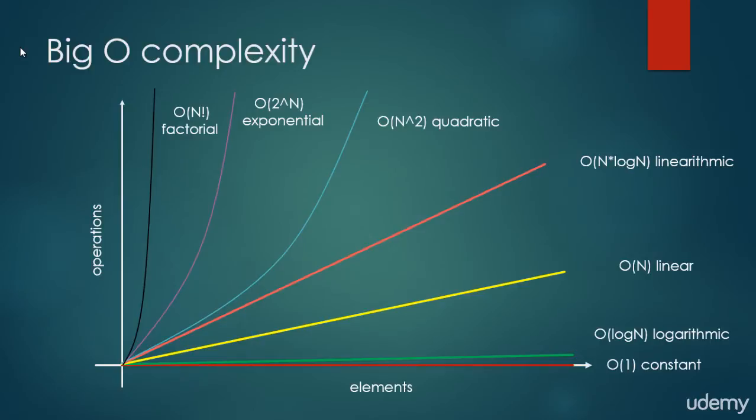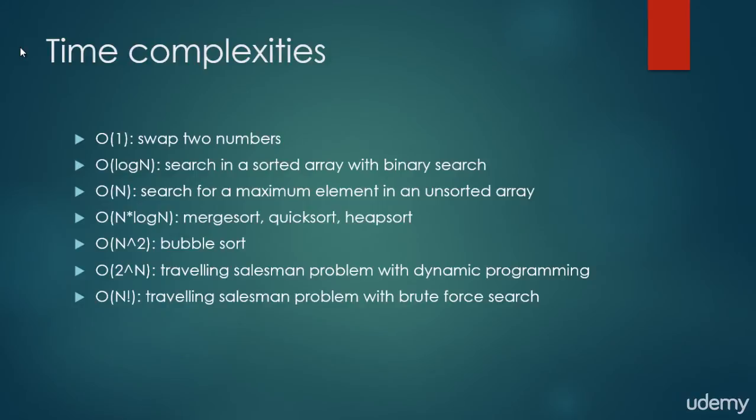The next one is quadratic. For example, bubble sort has a quadratic time complexity, O(n squared). Then exponential is definitely not efficient, and factorial is the worst case scenario. So here are some examples. I've been talking about swapping two numbers, then searching in a sorted array with binary search, which has logarithmic time complexity. Then linear time complexity: we usually want to reduce most algorithms to linear or logarithmic time complexity.